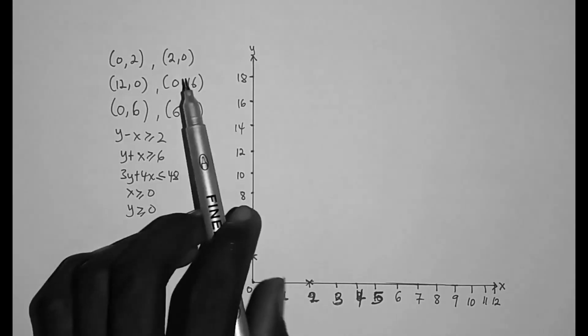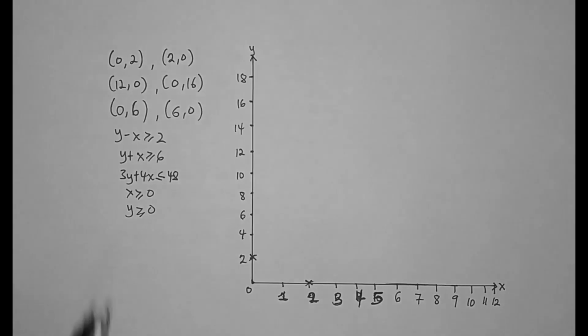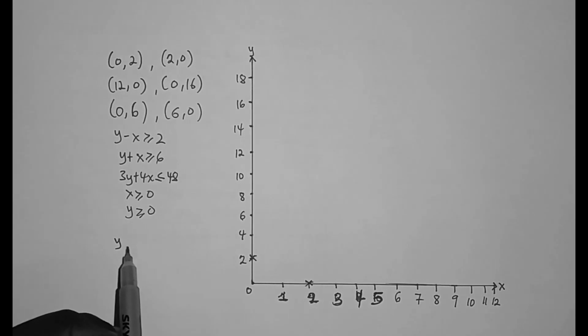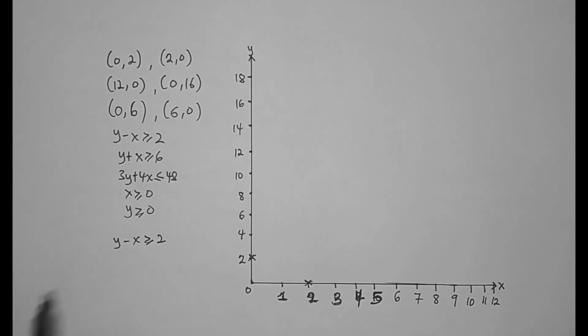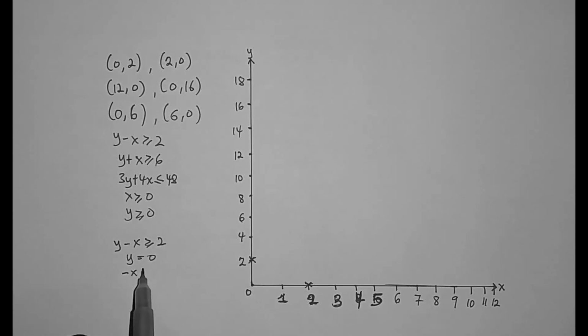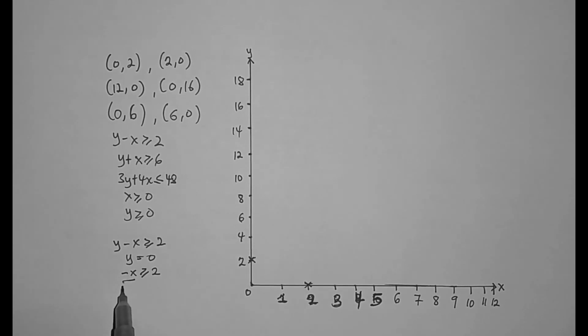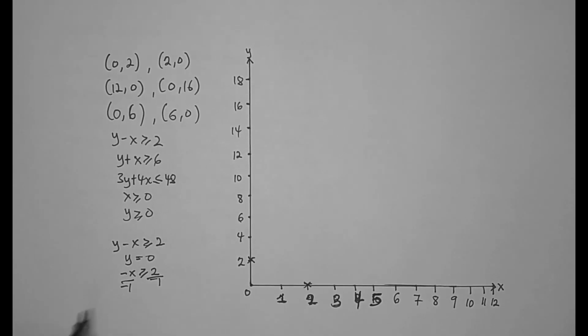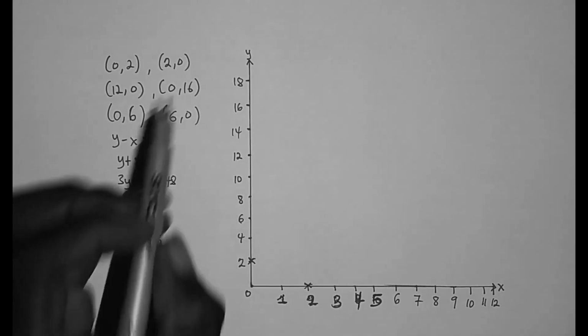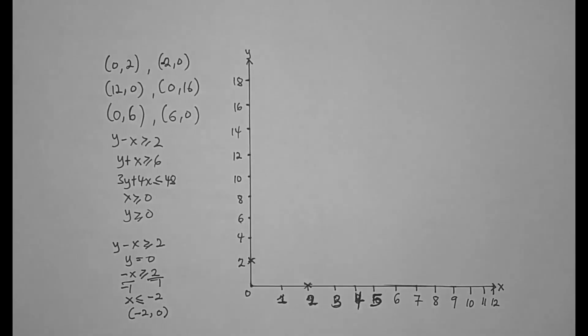For the x coordinate, for this constraint y minus x is greater than or equal to 2, let's put y equals 0. Then minus x is greater than or equal to 2. If we divide through by minus 1, you see that x is less than or equal to minus 2. And therefore the coordinates are minus 2 and 0. So let's effect that change. This point is minus 2 and 0.